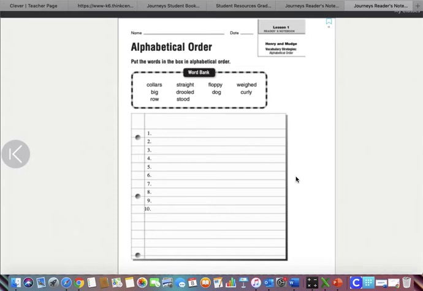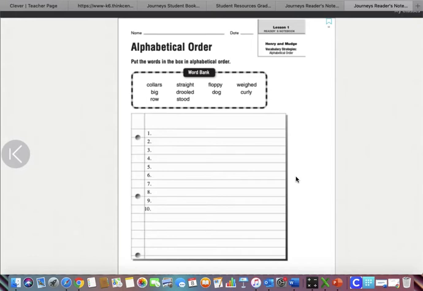Now, number 6. We've used big, we've used collars, we've used drooled, we've used dog, we've used curly. So these are the words we have left. We have straight, floppy, wade, row, and stood. So D, we did no A words, but we had B words, we had C words, we had D words. Do we have any words that start with E? No, can't use any E words. Do we have any words that start with F in our box? Any words that start with F?